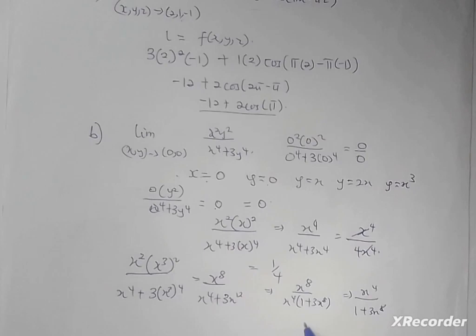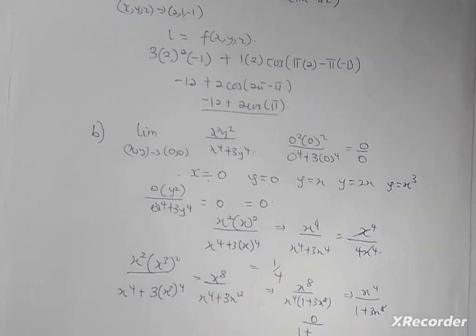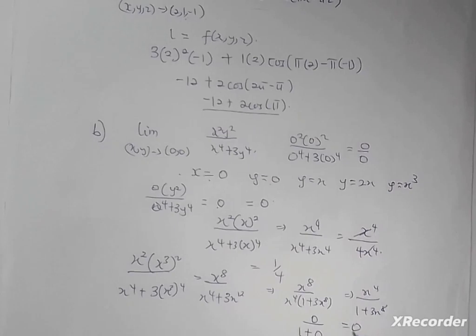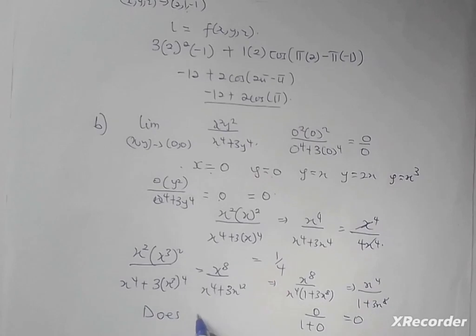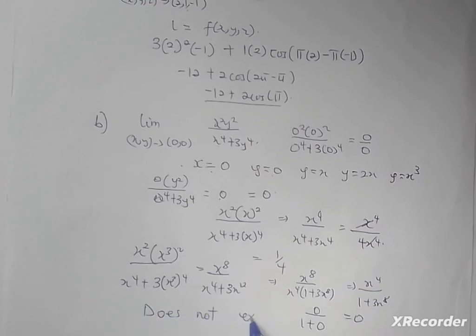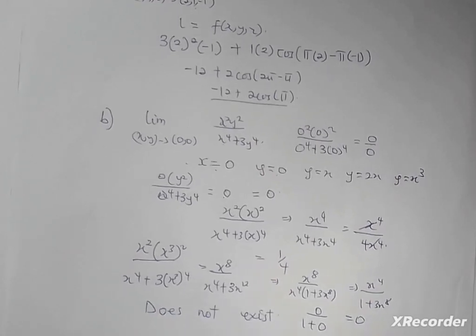So if I take the limit as x approaches 0, you realize that you get 0 over 1 plus 0, and that is giving me 0. Now you've realized the limit points were different for each of the paths we took. Therefore, the limit of this function does not exist. So if you take different paths, you should arrive at the same answer, and that wasn't so.